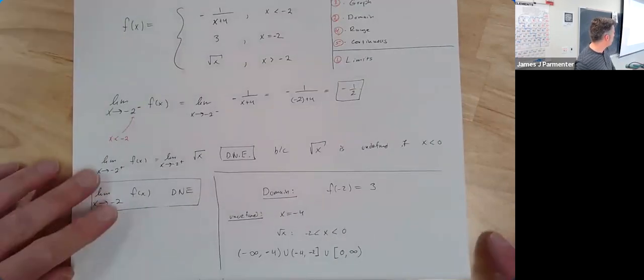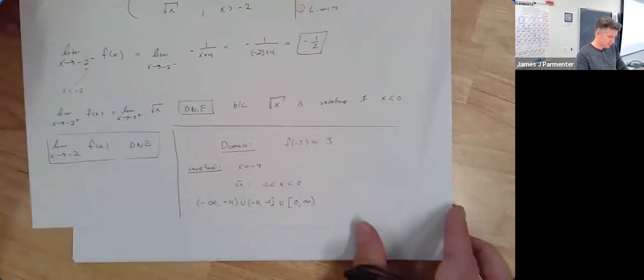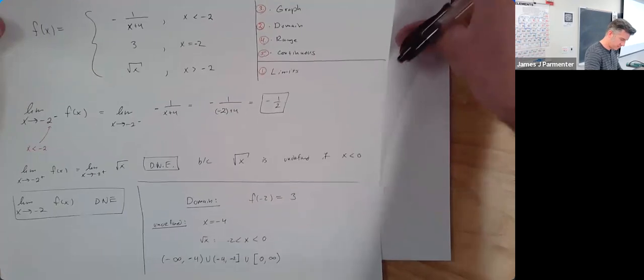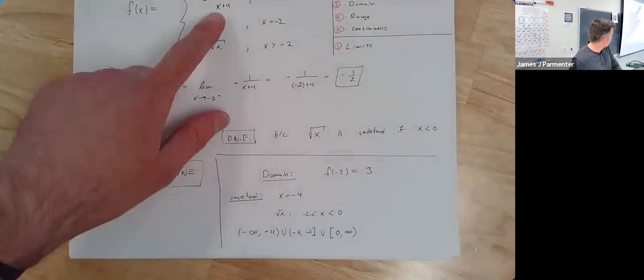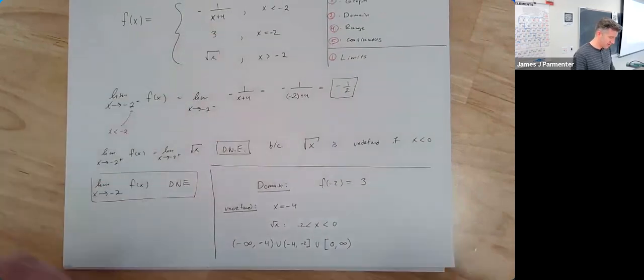To me, that feels like enough information to maybe start trying to graph it. So let's see what we've got here. I know for my function here, I'm going to have a vertical asymptote at -4. That's probably the first thing I would actually graph.